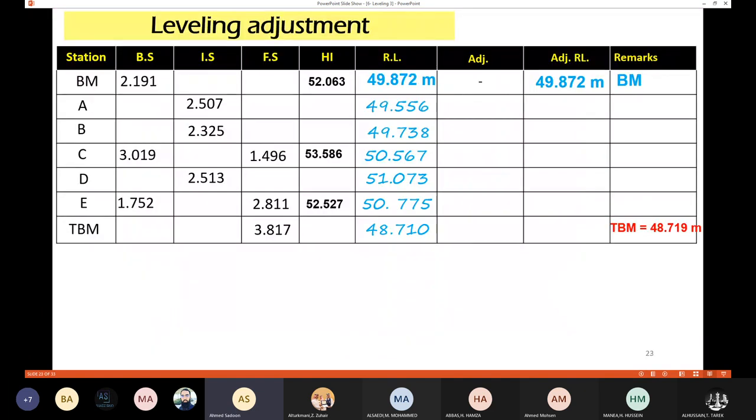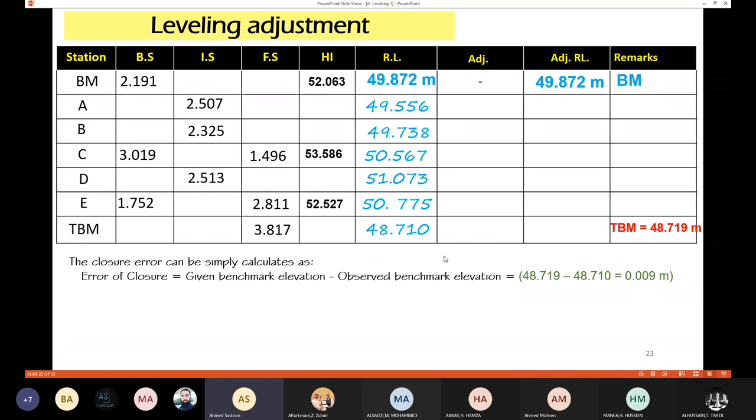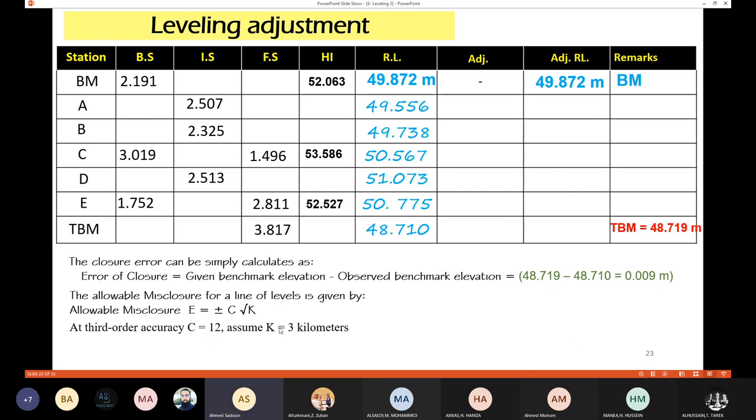So let's see an example here. In this example, we have the observed reduced level. We call this the observed benchmark or observed elevation, and we call this the given benchmark elevation. The difference between this value and that value gives me the error of closure. Here the error is 9 millimeters. If we say that the value of C is 12 and the value of K is 3 kilometers, then the value of E, the allowable error, is going to be 20 millimeters. And the 9 millimeter error is less than this value, which is acceptable in this case.